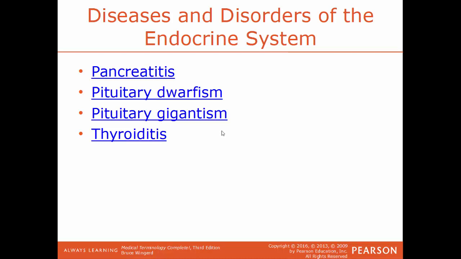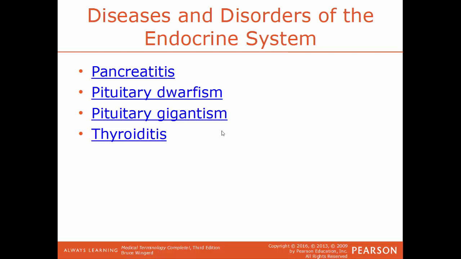Pancreatitis is the inflammation of the pancreas. See our next term, pituitary dwarfism. This is where the growth of an individual is either slowed or delayed due to the underproduction of hormones from the pituitary gland.